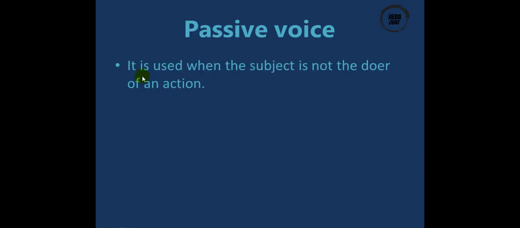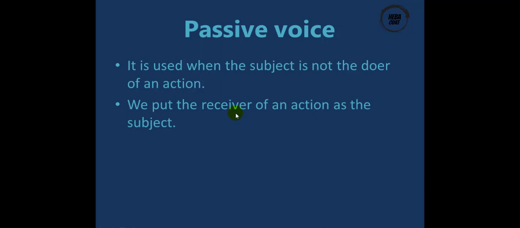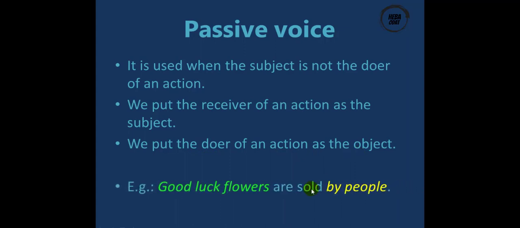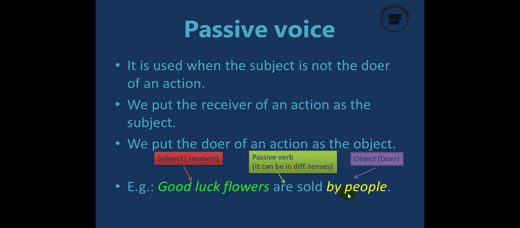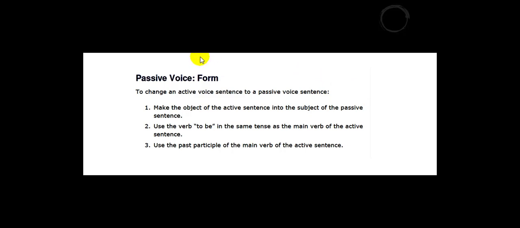For the passive voice, it is used when the subject is not the doer of an action. We put the receiver of an action as the subject, and we put the doer of an action as the object. For example, good luck flowers are sold by people. The good luck flowers is the subject or the receiver of the action. Are sold is the passive verb, and here is the doer. Good luck flowers are sold. By whom? By people.